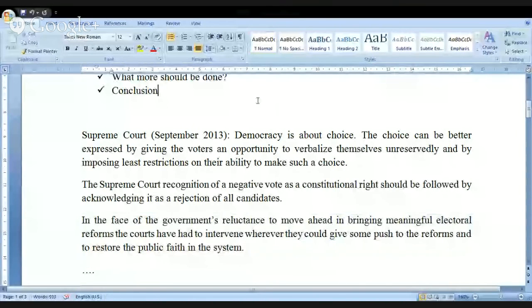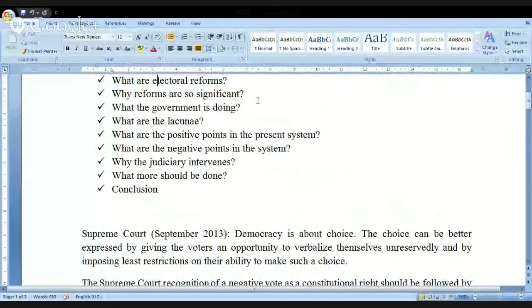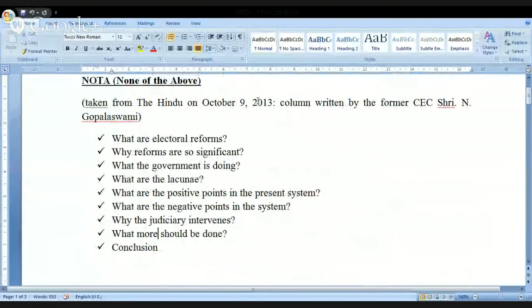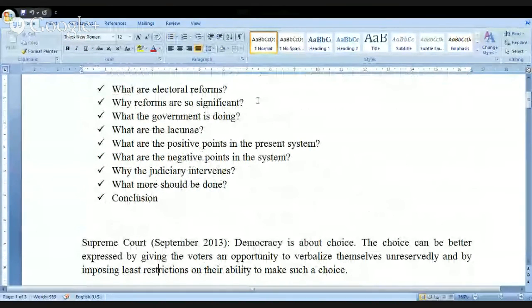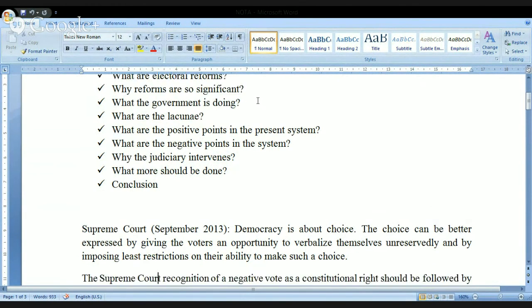Okay, now I'll show you the document. Let us have a review on this. After this, you can decide, you can start thinking certain things. Now, look at this. I am talking about the elections here. What are the electoral reforms? Why are reforms so significant? What is the government doing? What are the lacunae? What are the positive points in the present system? What are the negative points in the present system? Why does the judiciary intervene? And what more should be done? And what is the conclusion?